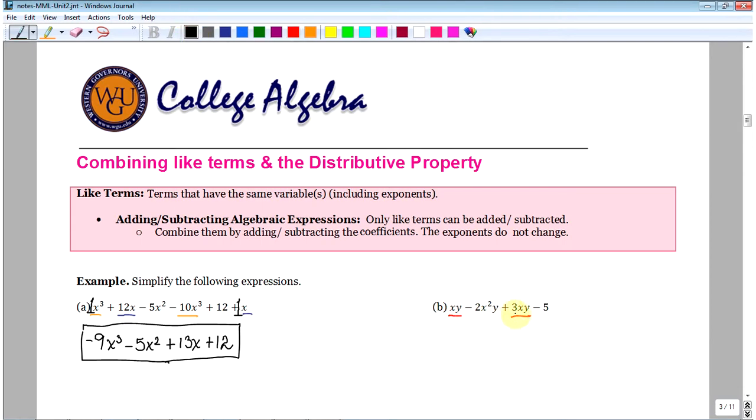So to combine our like terms, we're going to add or subtract just the coefficients. The coefficient of xy is understood to be 1, so we'll have a 1 plus 3, which is 4. The variable stays the same when you're adding or subtracting, so 4xy. And then we still have minus 2x squared y minus 5. And there's nothing else we can do with that.